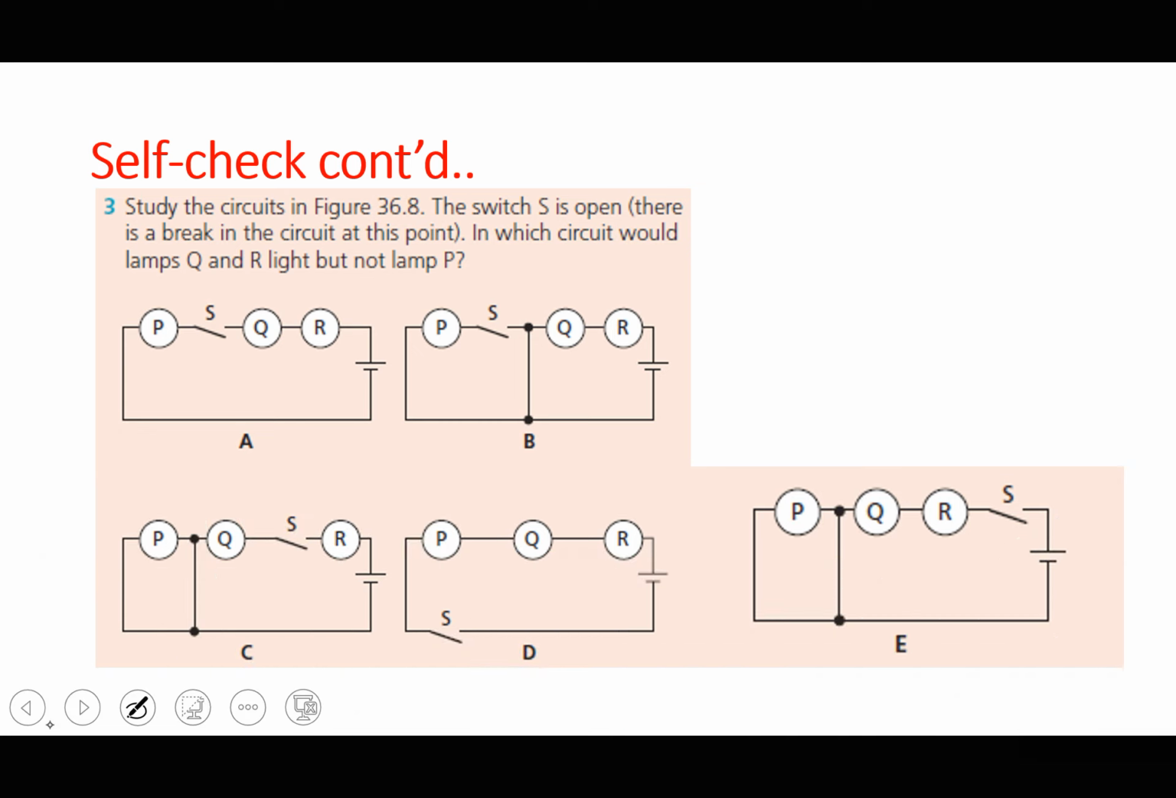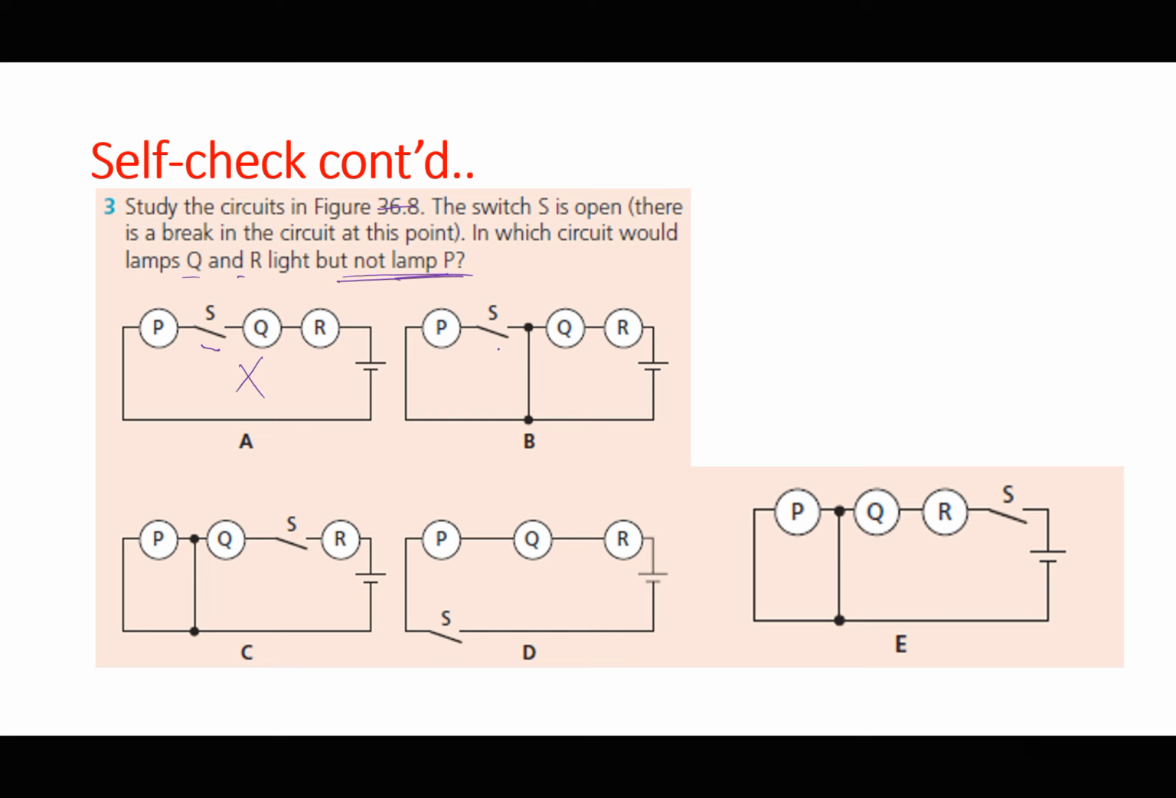Study this circuit in the figure, which is called 36.8. The switch S is open. There is a break in the circuit at this point. In which circuit would lamps Q and R light but not lamp P? So we don't want lamp P to light. When the switch is open, we want Q and R to light. So when S is open, this is an open circuit, so none of them will light.